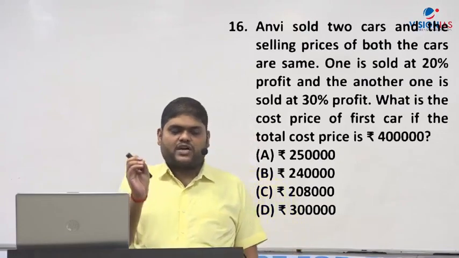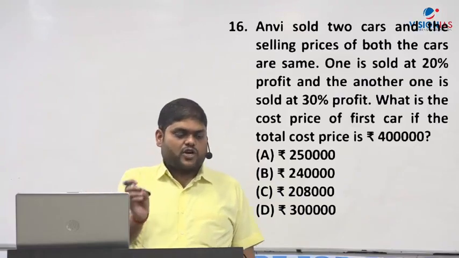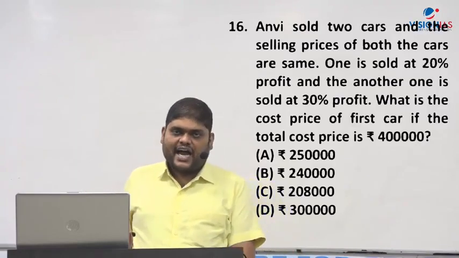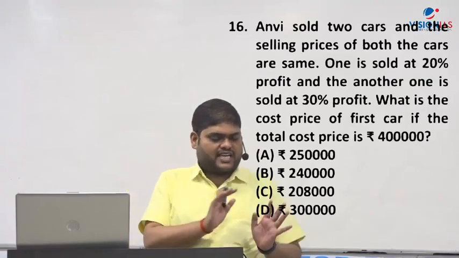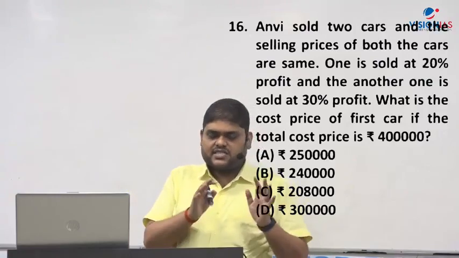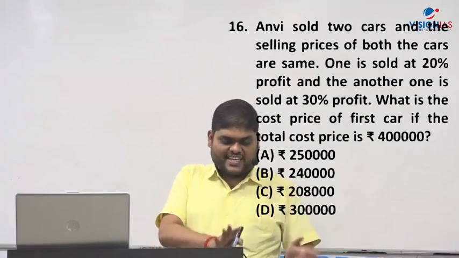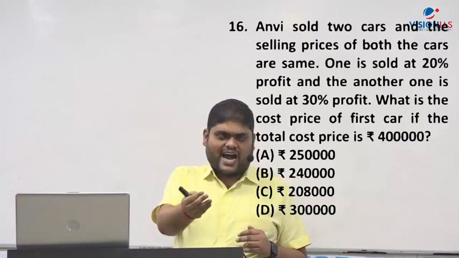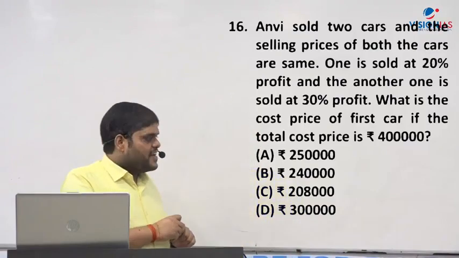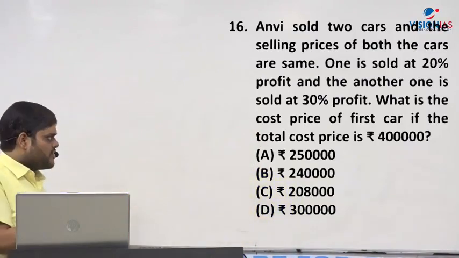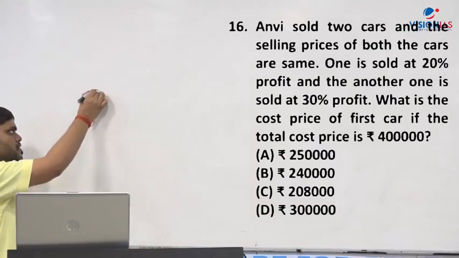I was making 20% of first equal to 30% of second, and if both profits are equal, I thought that is the answer, but that is not the case. The profits are not equal, the SP are equal. So we have to add also. Let me solve this question. What is the question?